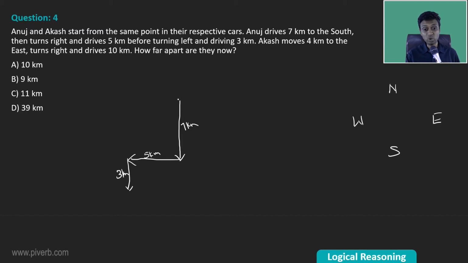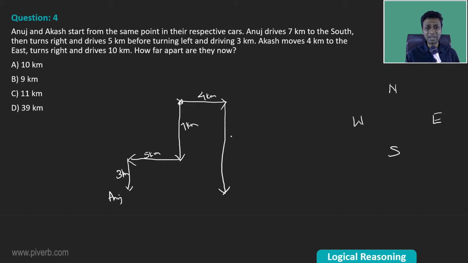Now, this is what Anuj just did. So, Anuj sits here. Think about Akash. Akash moves 4 kilometers to the east. Turns right and drives 10 kilometers. Goes here. Turns right and drives 10 kilometers.